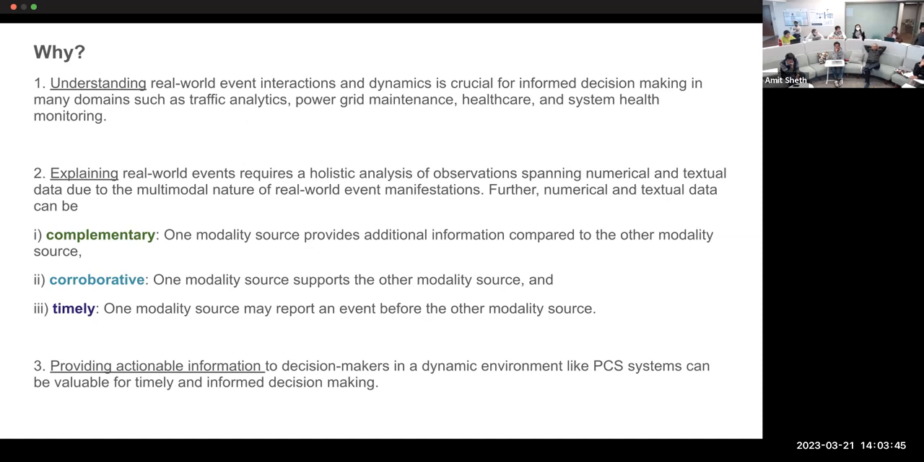And the third problem he tries to solve is how we can provide actionable information from the events we extracted, in order to make good and reasonable decisions. He used sensor data and textual data.